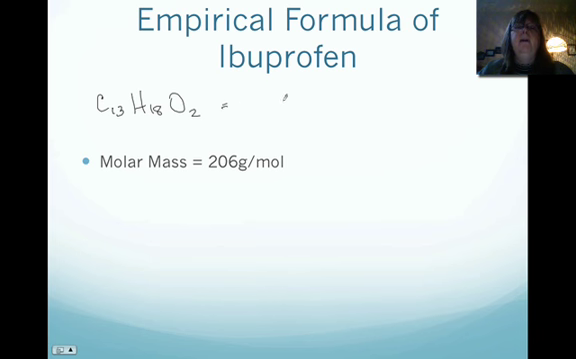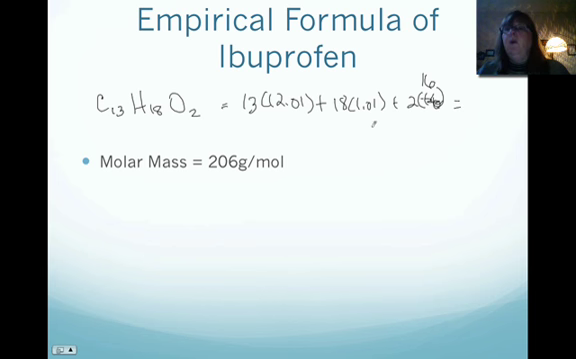So this is going to be a big one. So we have 13 carbons times 12.01. We have 18 hydrogens times 1.01. And we have 2 oxygens times 16. Yes, that's 16. Sorry about that, guys. That is a 16. There we go. When we add all that together, we get 206. All right, the molar mass is 206 grams per mole.